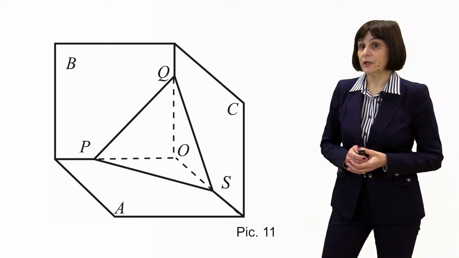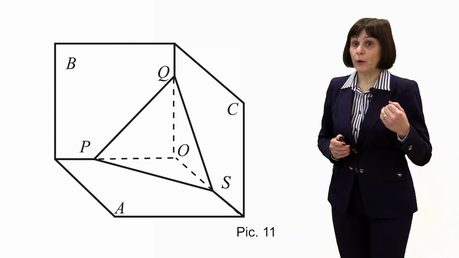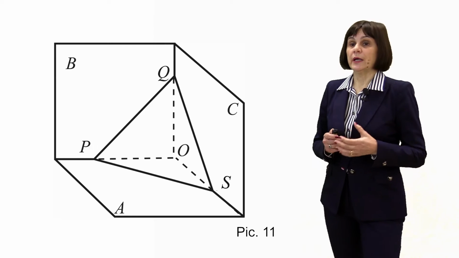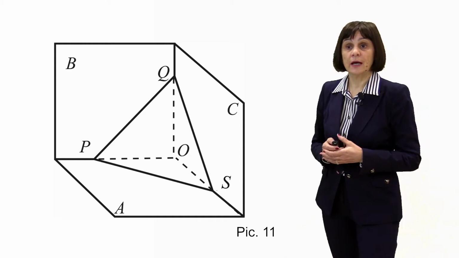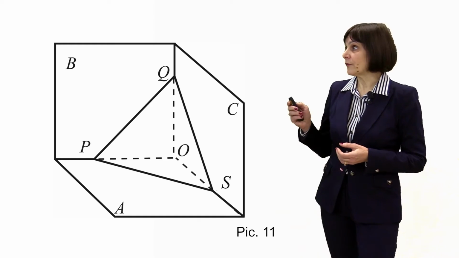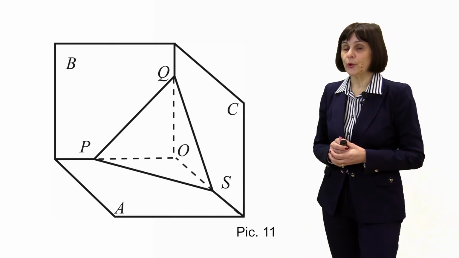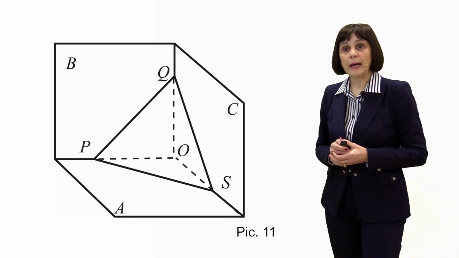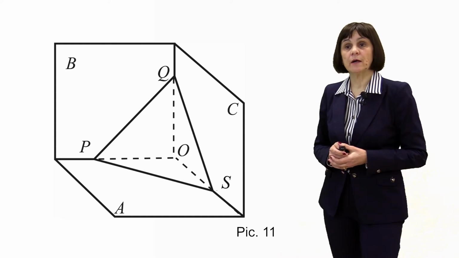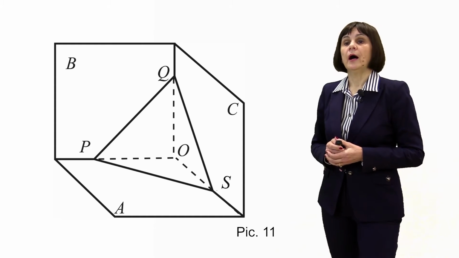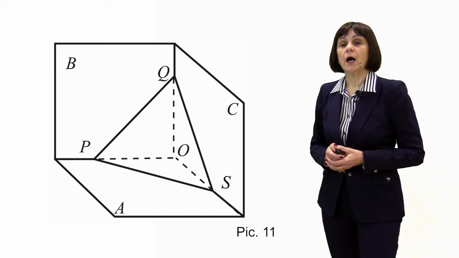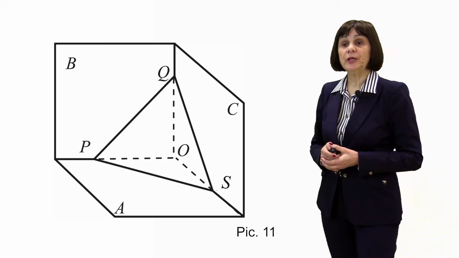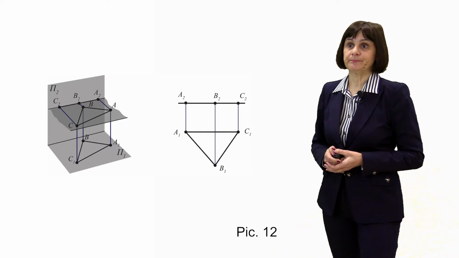Don't forget, at the beginning of our lecture today, we learned about the visibility of different lines. And on this example, I show you that not all lines are visible for us on this drawing. Some lines are closed, covered with the plane PQS.